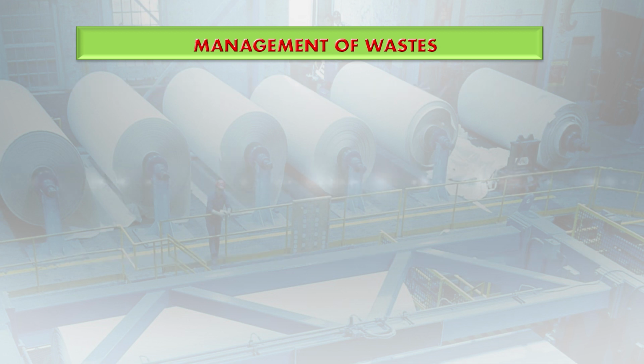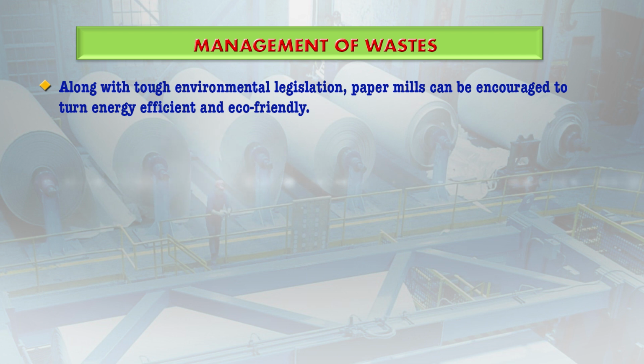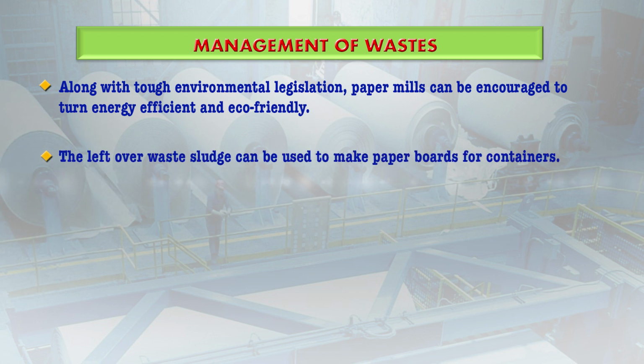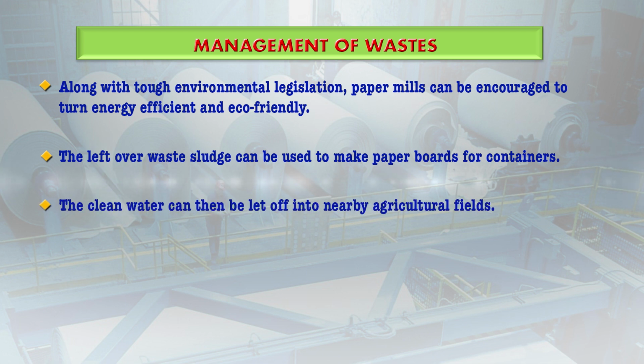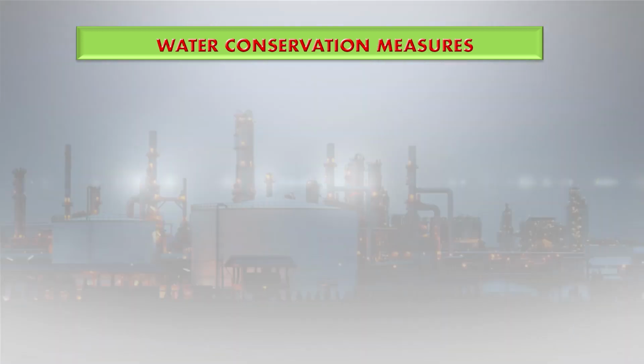Management of these wastes. Along with tough environmental legislation, the paper mills can be encouraged to turn energy efficient and also eco-friendly. The leftover waste sludge can be used to make paper boards for containers, and in the same way the clean water can also be used in the nearby agricultural fields, maybe for horticulture. Water conservation methods. These are some of the management practices that we are discussing now.